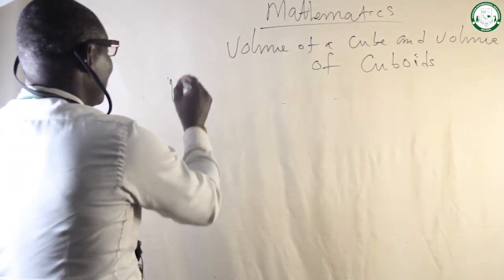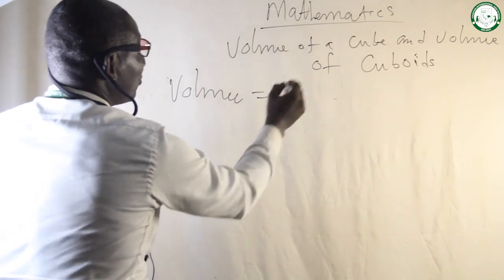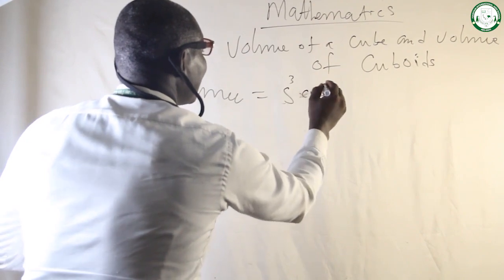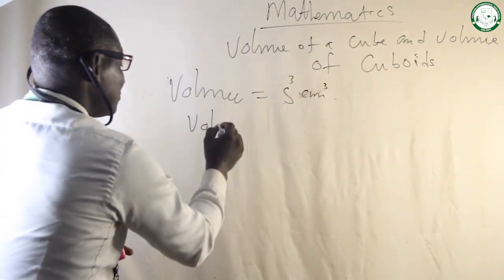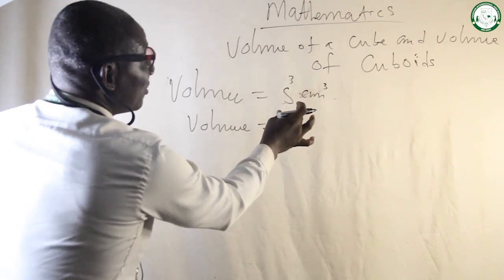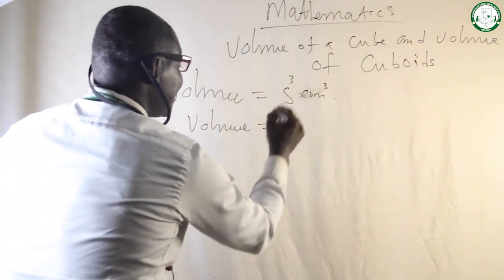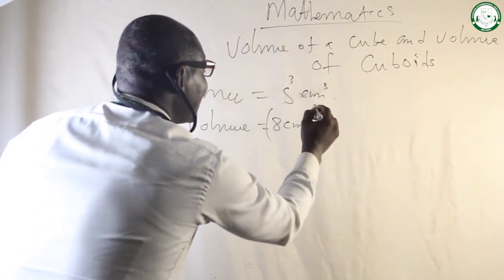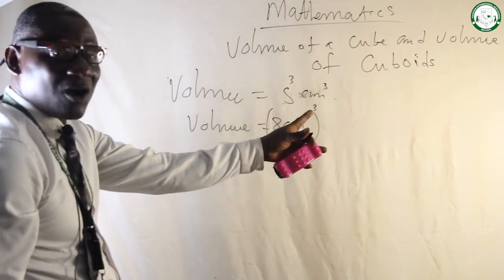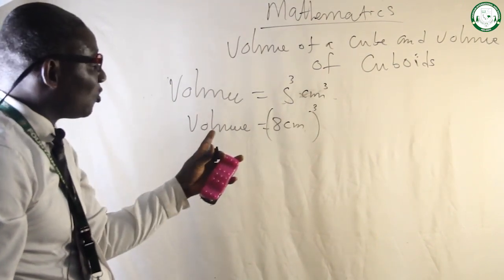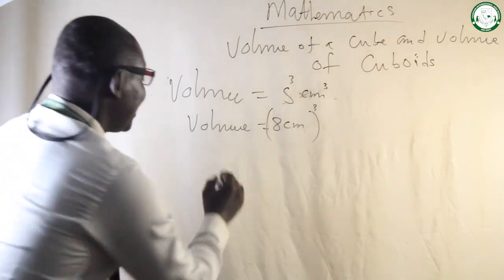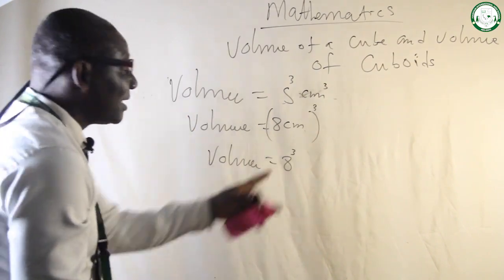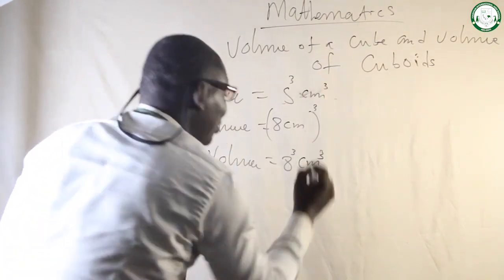Now we have the volume to be S cube, in centimeter cube. According to the question, we have 8 centimeter, and here we have the power of 3. Because we are looking for volume, the unit is in centimeter cube. Therefore, we have the volume to be 8 raised to the power 3, and also the centimeter cube.